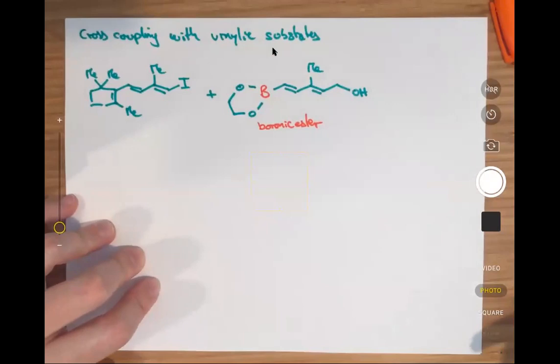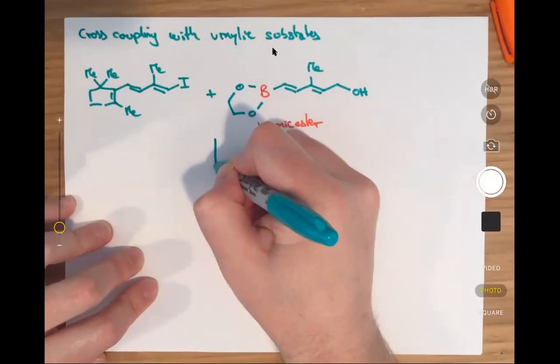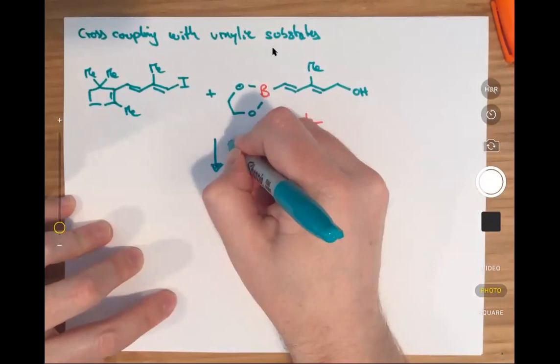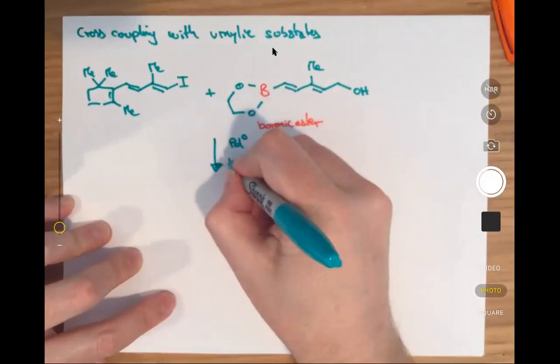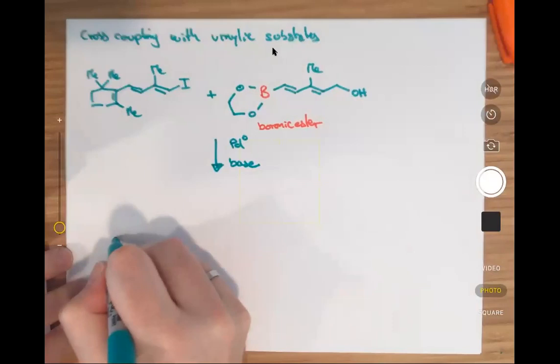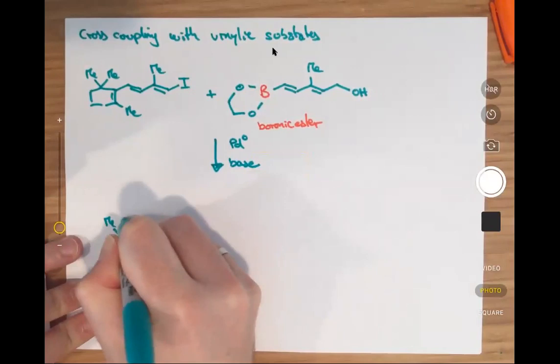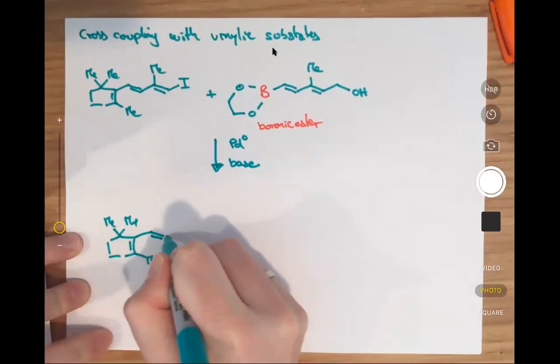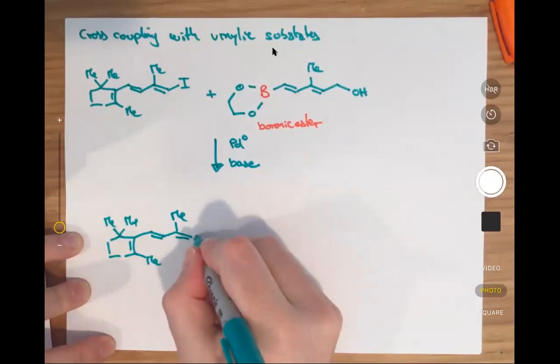Now, if you mix these two together, in the presence of a palladium catalyst, so we can generically say just palladium zero, and you need a base in order to make that work. What you get out of this is a conjugated system. Now this iodine has been replaced by whatever this residue was on here.